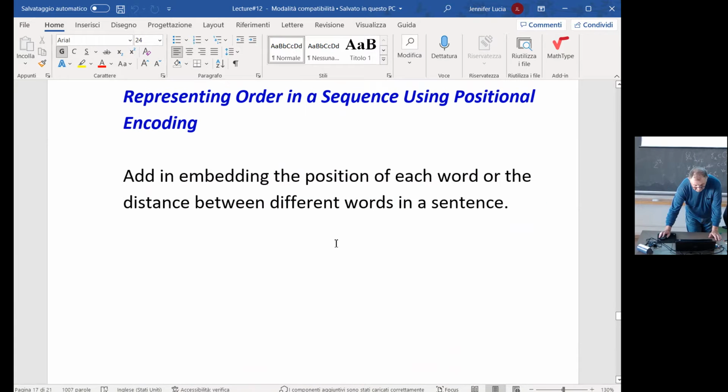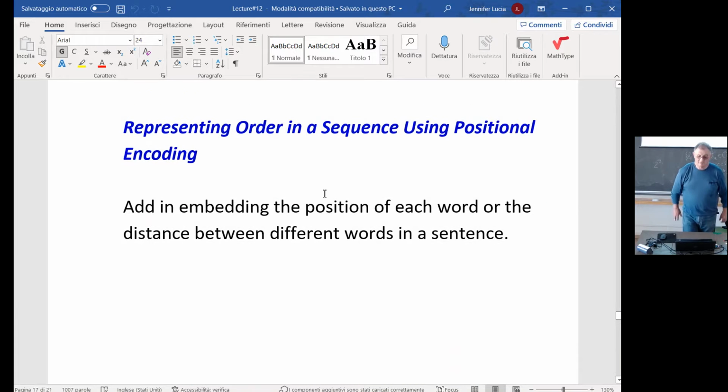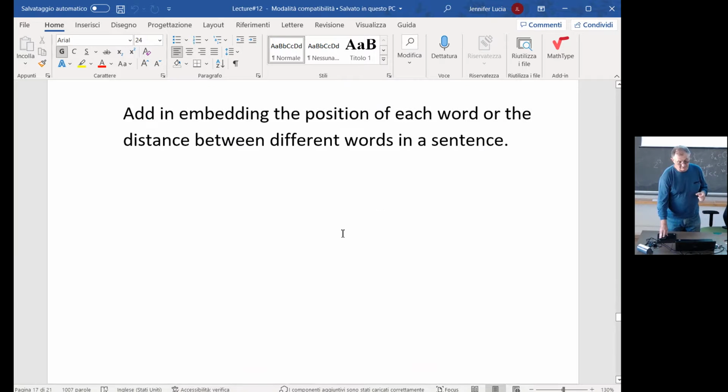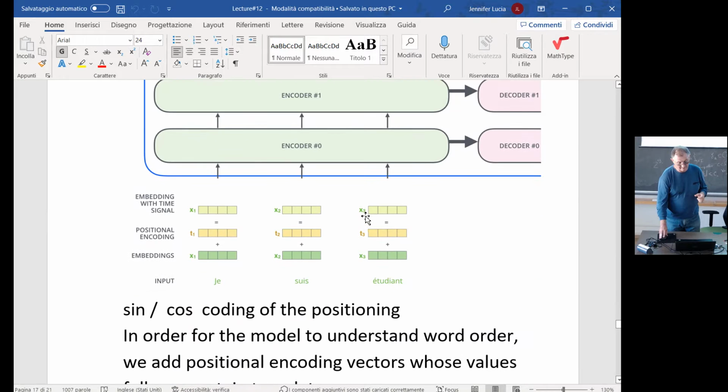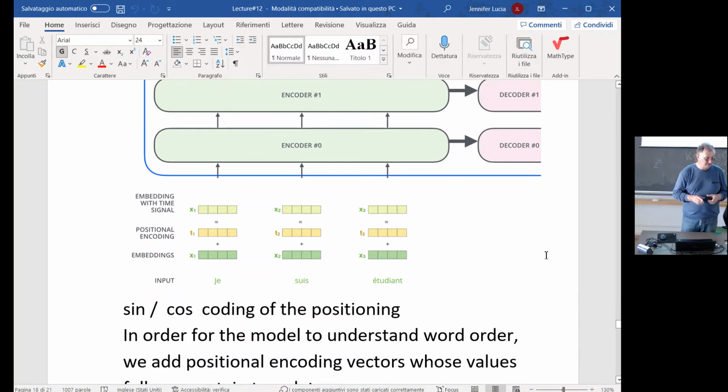So then, representing order in a sequence using positional encoding, and this is the problem. The positioning of the word is important. So we should add some position, the phase of every word. So in embeddings, we should add some information about its position.